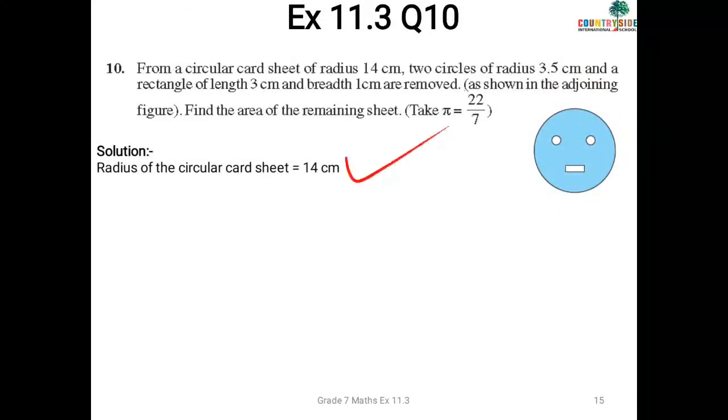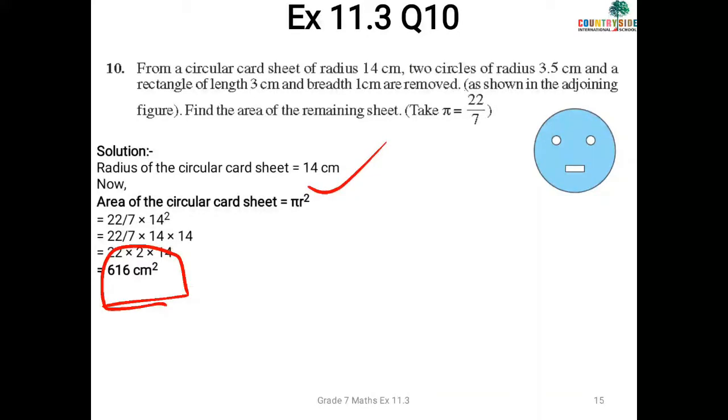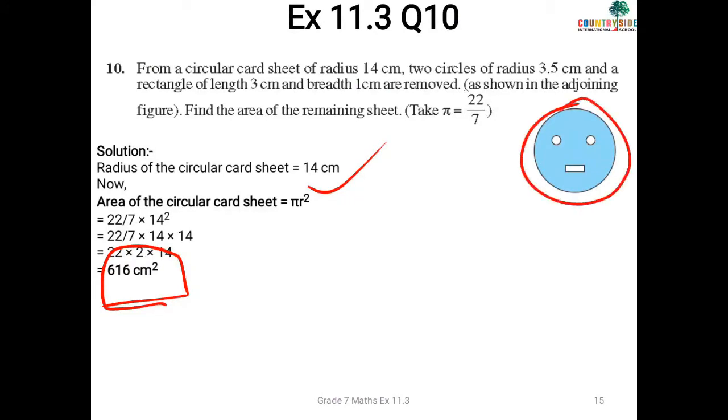Okay, so see, the radius of this bigger circle is given to you, 14 centimeter. So from this we can clearly find the area. Area is pi r square. So 22 by 7 into 14 square. So you will get the answer as 616 centimeter square. That is the total area. This total area of the circle is 616 centimeter square.